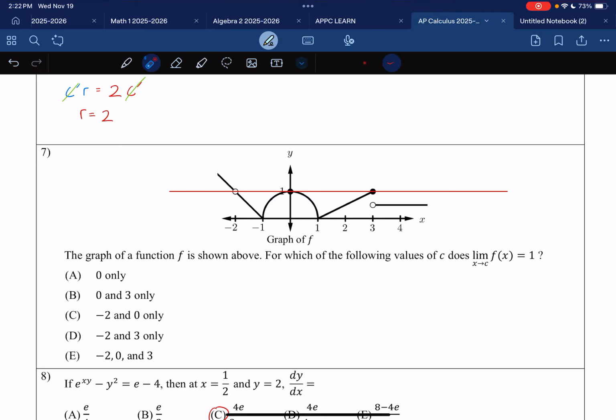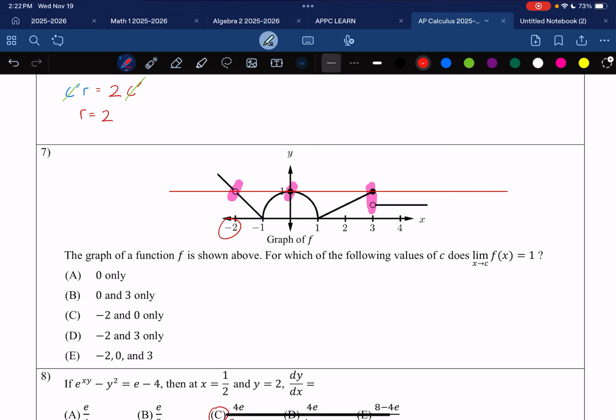Where do I have a height of 1? I have a highlighter tool, might as well use it, right? I have a height of 1 here, here, and here. So when do I have a height of 1? When the double-sided limit, when I approach it from both sides. So as I approach from both sides, do I approach a height of 1? Yes, so let me go ahead and circle.